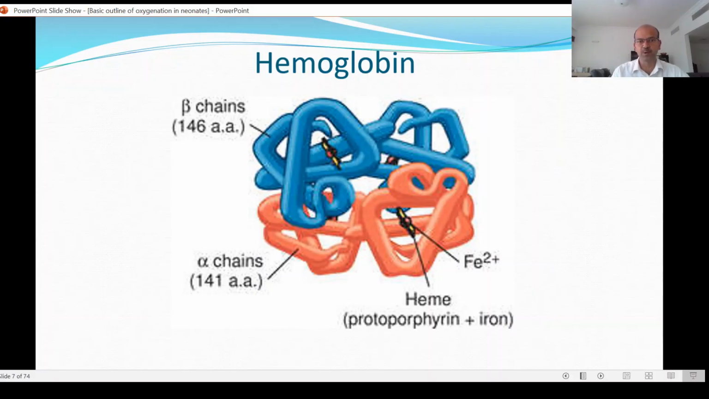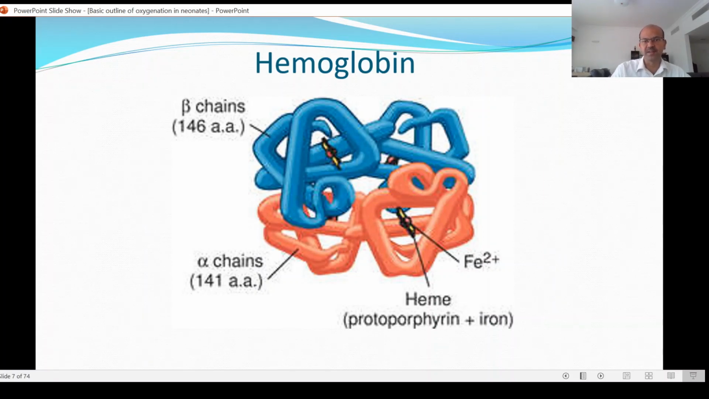We mentioned that hemoglobin is a key carrier of oxygen, and this is the structure of hemoglobin. We have the four globin chains, which are the protein components. The globins can be two alpha chains, as in both fetal and adult hemoglobin, and two beta chains in hemoglobin A. If you have two gamma chains, it becomes hemoglobin F, fetal hemoglobin, and two delta chains makes hemoglobin A2.